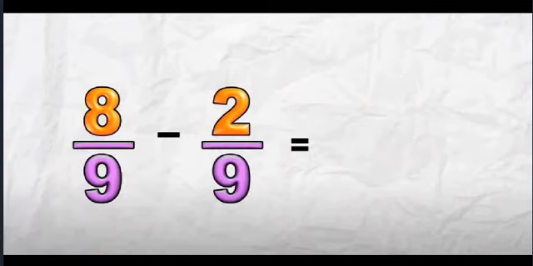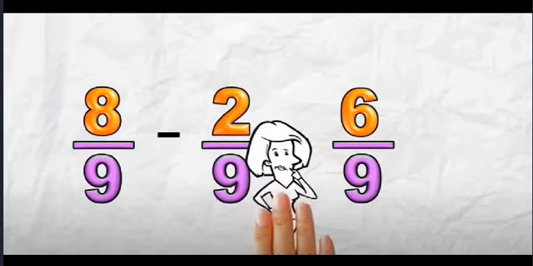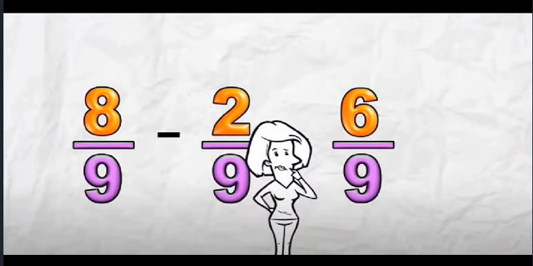Okay with that? What about this one, learners? 8 by 9 minus 2 by 9. The denominator will stay the same, that is 9. And we do subtraction to our numerators, that is 8 minus 2. So 8 minus 2 is how much, learners? Great! It is 6. So our answer is 6 by 9.